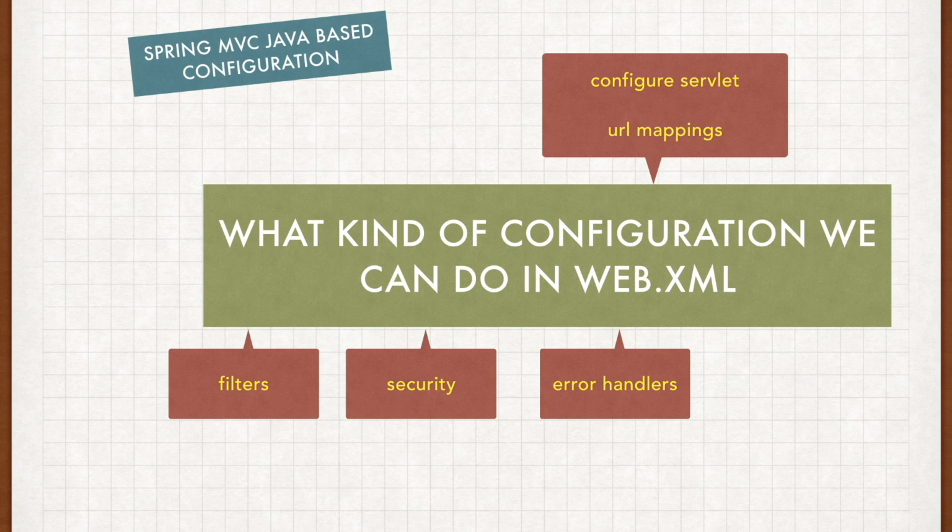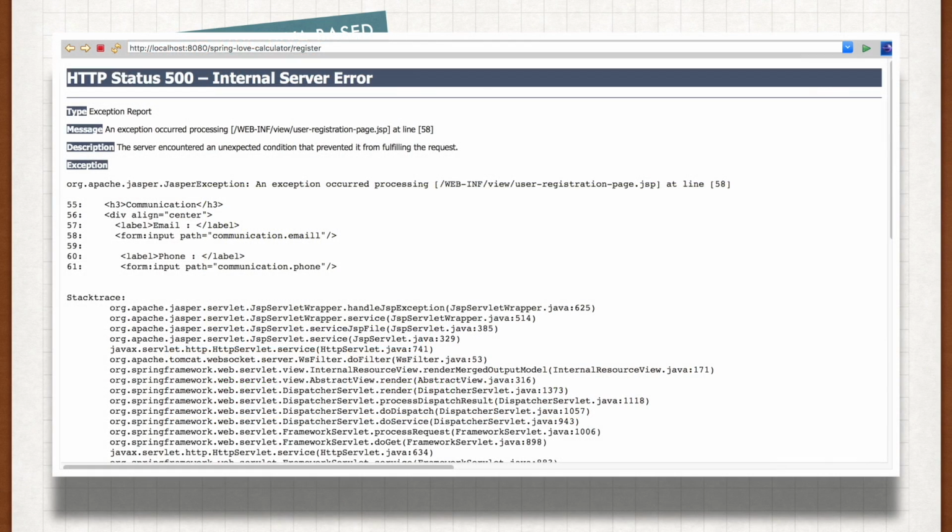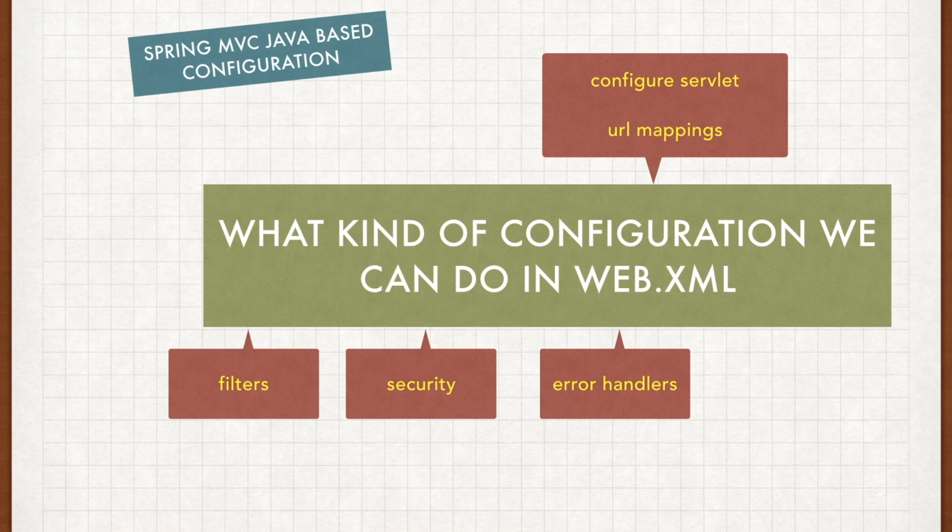The next thing is error handlers, right? Imagine that a request is coming to your server. Right now your server has failed to process that request and is getting an internal server error. During the time you are getting the internal server error, you cannot tell the user, hey, I'm getting an internal server error, because the user is not going to understand that.